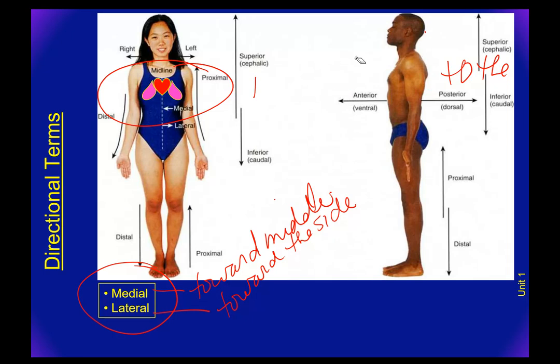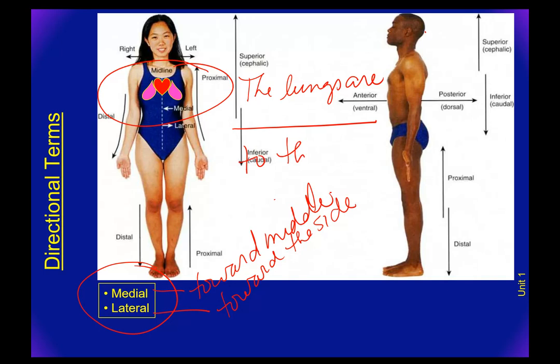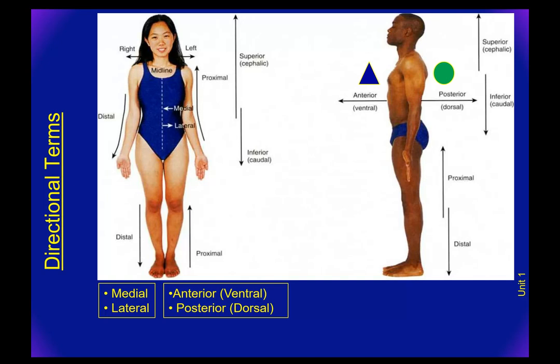Using the same example, using the heart and the lungs, if I were to say the lungs are blank to the heart, well, in this case, are they toward the side or are they toward the middle? They're toward the sides, right? So that would be lateral. The lungs are lateral to the heart because they're toward the sides, they're not going toward the middle. So that's the first example.